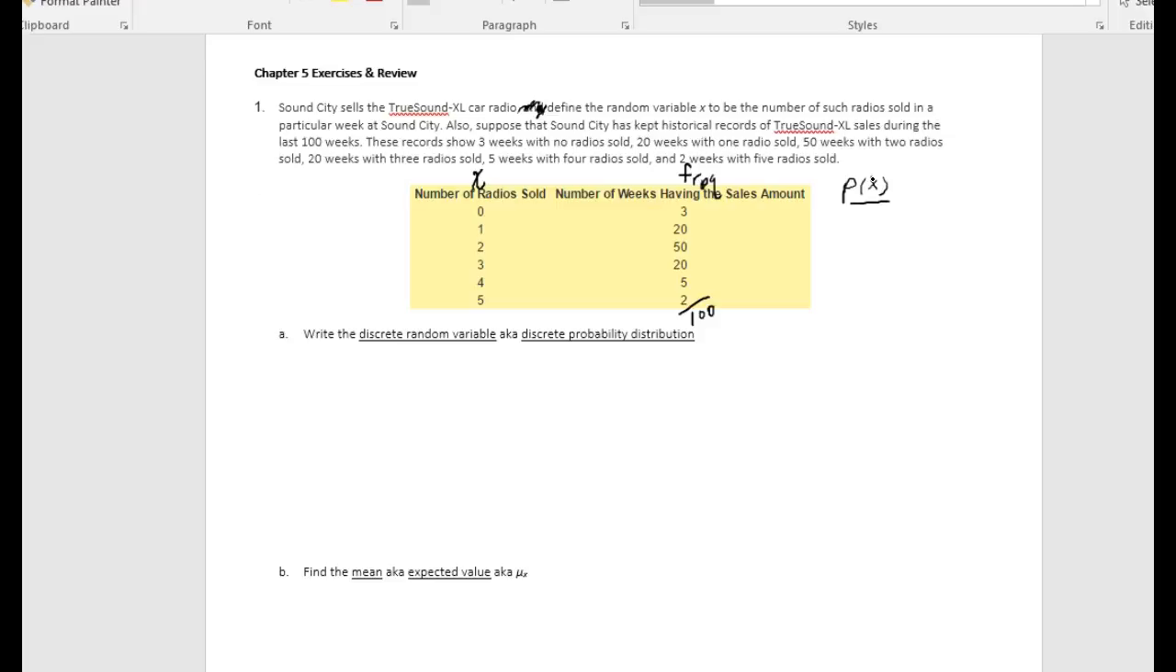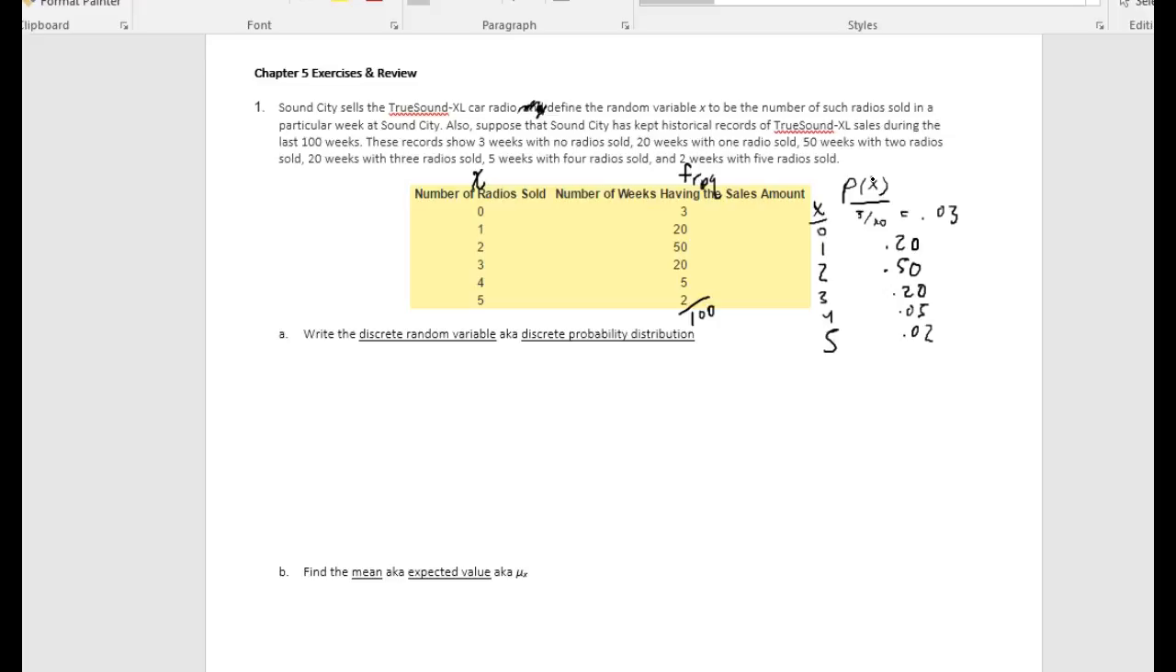Probability of x, make a separate column, and that's just going to be the frequency over the number of possibilities, right? So for 3, it's going to be 3 over 100, or 0.03, 20 over 100, 0.20, 50 over 100, 0.50, on down the line. Okay? So this is going to be for x equals 0, 1, 2, 3, 4, 5.